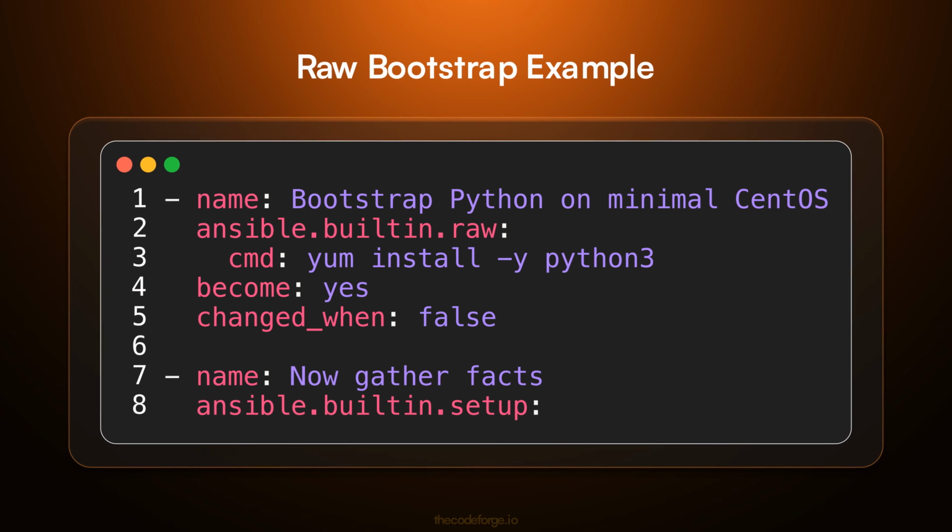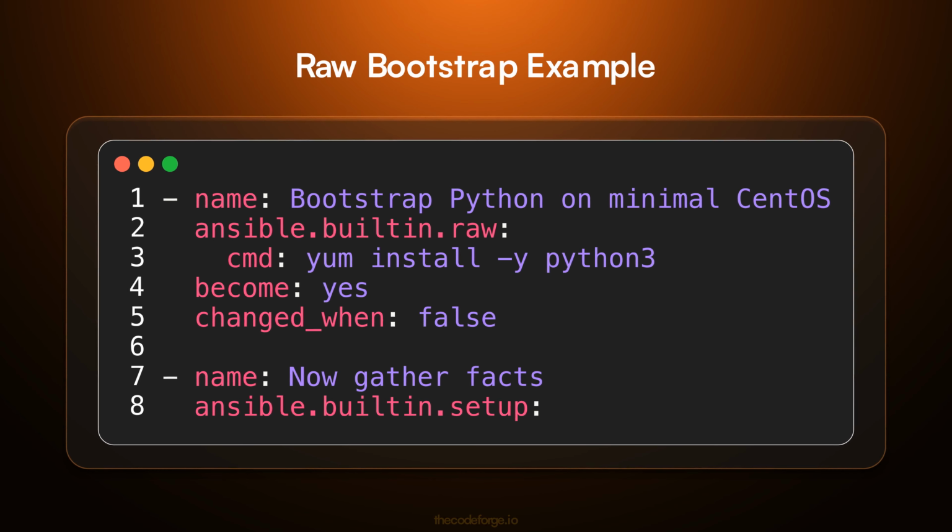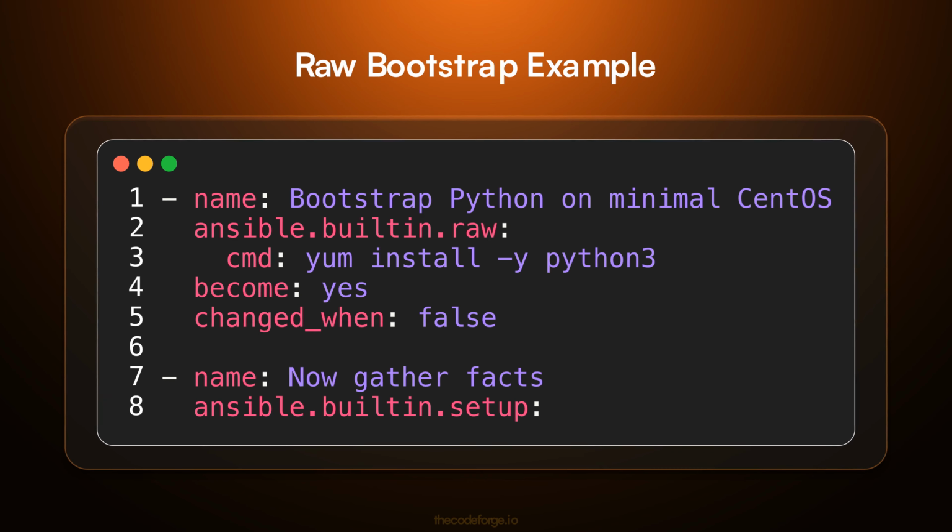Here's a typical bootstrap pattern. Use raw to install Python, then switch to normal modules. Note changed_when: false, because raw doesn't track changes. After Python is installed, you can gather facts with setup.